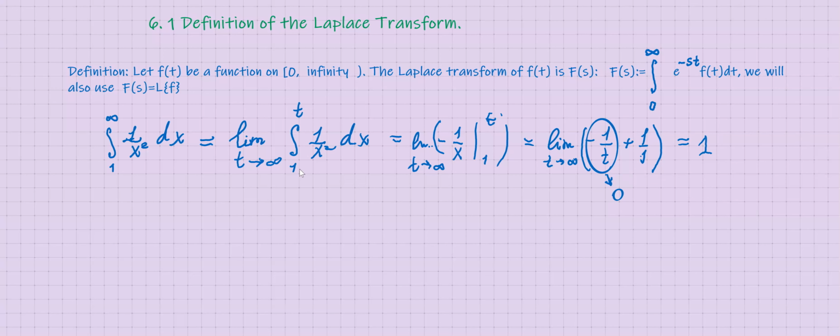When we get a number like 1, the integral is called convergent. A convergent integral is a good integral for us. So we consider only functions which are going to produce a convergent integral here for Laplace transform. Actually, not all functions are going to produce a convergent integral. Let me give you an example of a non-convergent one. So I'm going to label this one convergent.